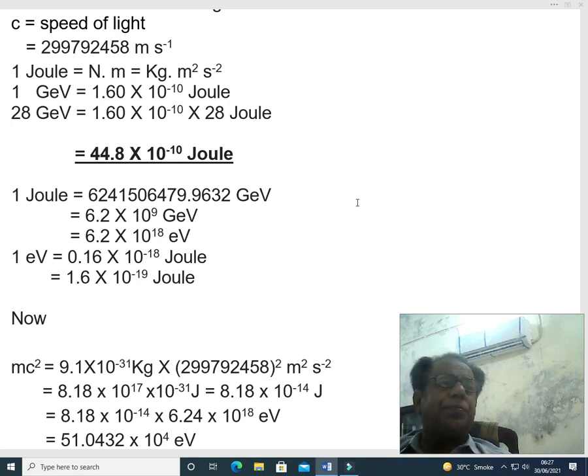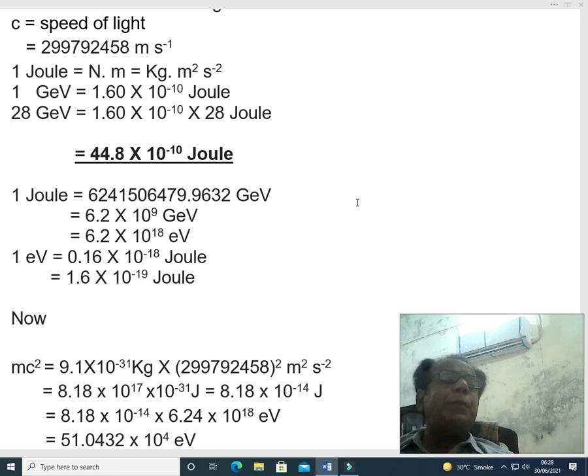What we have done, we have shifted the decimal 9 steps behind, so our figure has reduced to 6.2. But in addition to this, 10 raised to the power 9 has appeared as an alternate step.